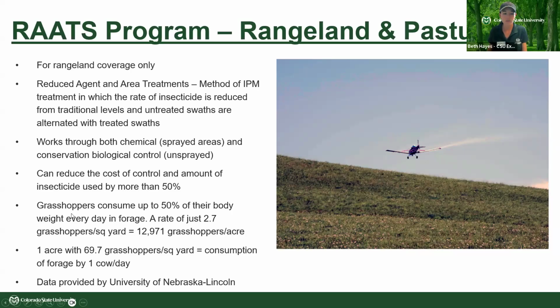Why does it matter? Grasshoppers consume up to 50% of their body weight every day in forage. If we think of that rate, and we think of the map we saw earlier in this webinar, 2.7 grasshoppers per square yard equals 12,971 grasshoppers per acre. Now, if we take that same 1 acre, let's say we put 69.7 grasshoppers per square yard on there, that's the same amount of forage loss as 1 cow eating the forage on that same acre every single day, which is a lot. And that's how we wind up with a lot of devastation and loss.